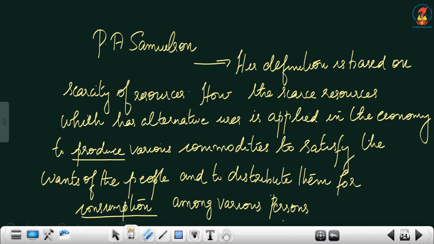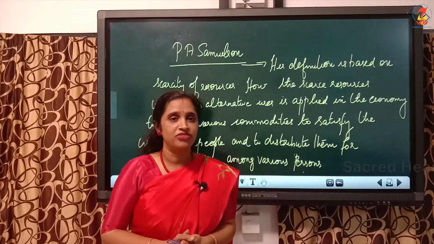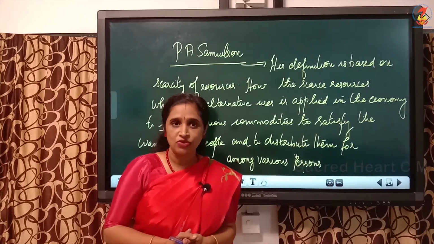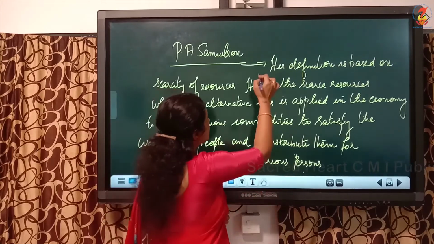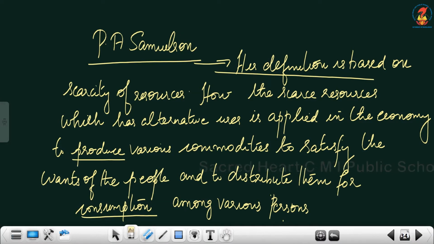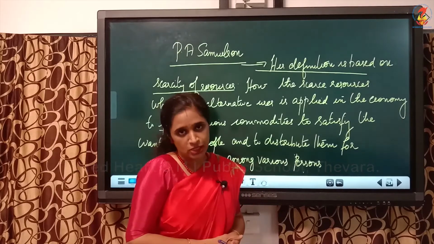Now, P.A. Samuelson, another economist, has defined economics in this way. He has defined economics by giving importance to the scarcity of resources. That is also explained in your first chapter in Statistics for Economics. His definition is based on the scarcity of resources. Let us see how he has defined it. This is the essence of what he has explained.